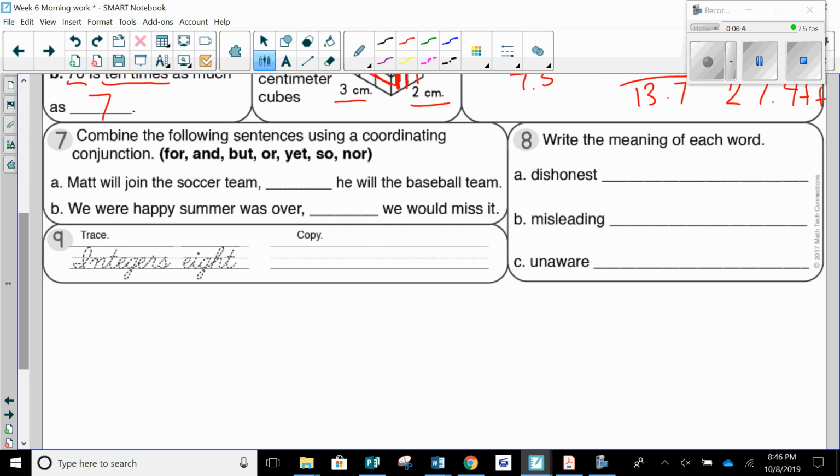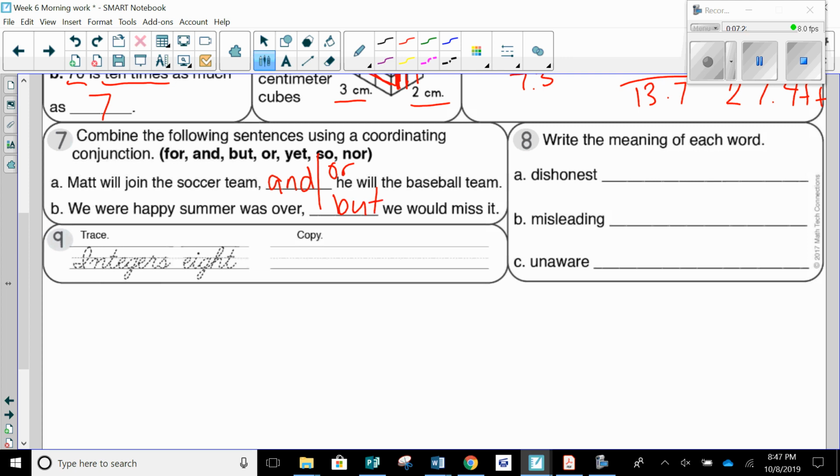Okay, let's look at 7. It says combine the following sentences using a coordinating conjunction. Matt will join the soccer team, blank, he will join the baseball team. You could use and, or you could say or. Either one of those would work for that one. We were happy this summer was over, blank, we would miss it. So, but we would miss it.